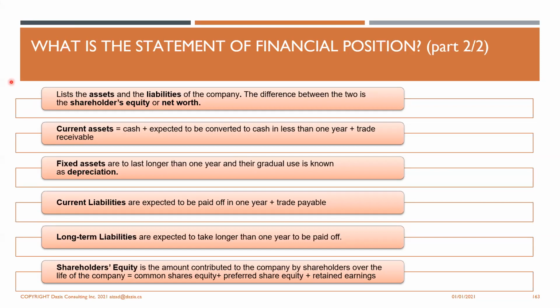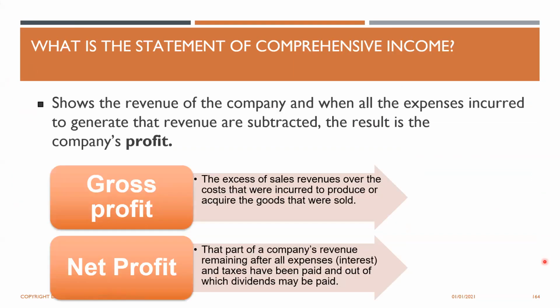Oh, good. Okay. So then, what is the statement of comprehensive income? The income is going to show all the expenses and all the revenues. So revenues, what is the income coming for the company from the sales? That is revenue. And we're going to minus the expenses. And that difference is the profit, obviously. So in this, we are saying, what is the gross profit? That is the sales revenue less the costs that were incurred to produce or acquire the goods that were sold. And then there's net profits.